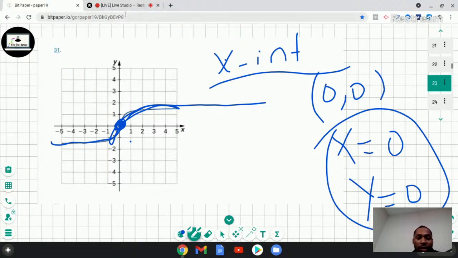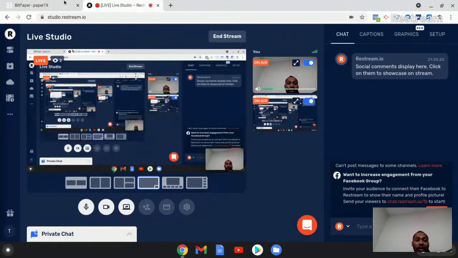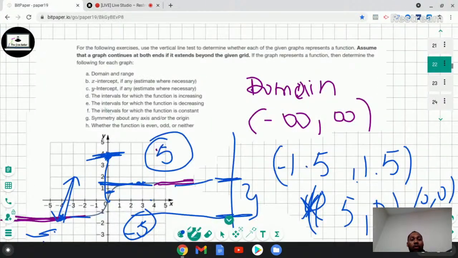Let's do the other question that they ask us. They say the interval for which the function is increasing. Now, what does it mean that the function is increasing? It's the same way as it sounds. The function is going up and up. What interval is the function going up and up, and what interval is the function going down and down?